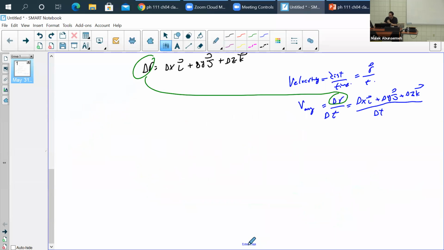So this will make your average velocity your delta x over your delta t in the i direction plus delta y over delta t in the j direction plus your delta z over your delta t in the k direction.